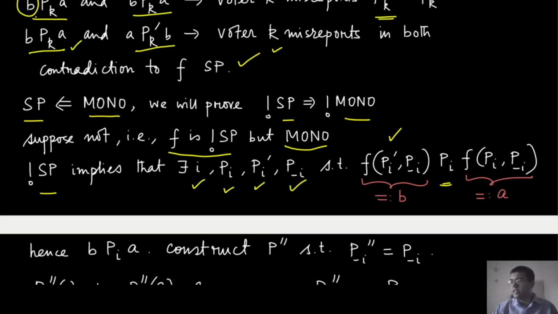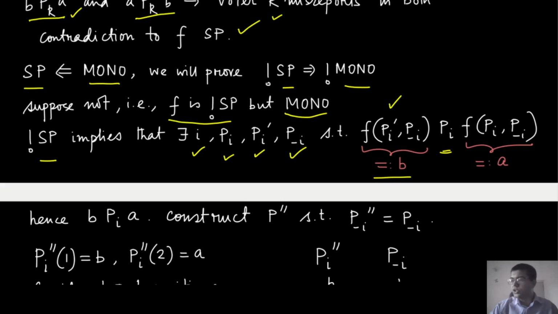So let us just denote this the social choice outcome at pi prime p minus I with b and pi p minus I with a, right? So just for a shorthand. So what we get is that b is more preferred than a in this preference pi for player I.